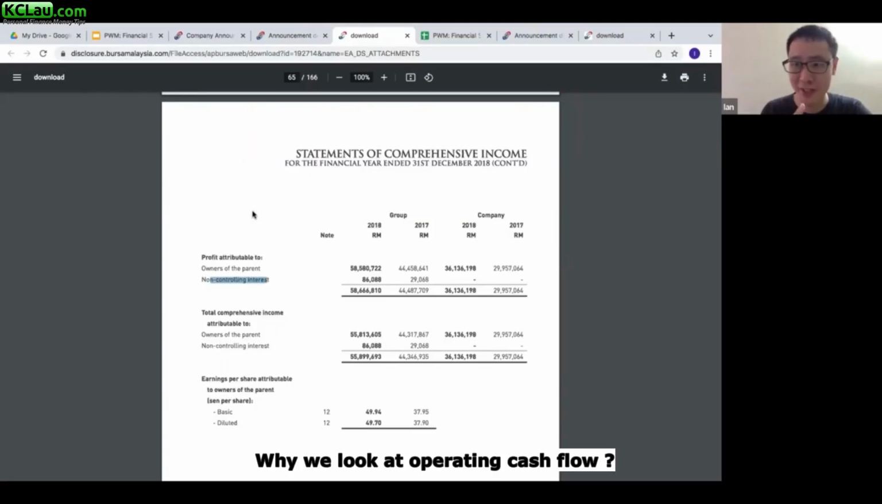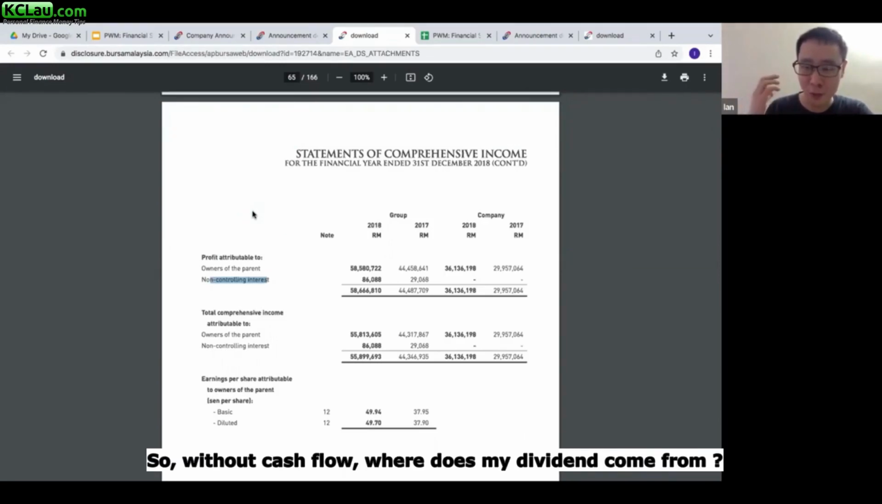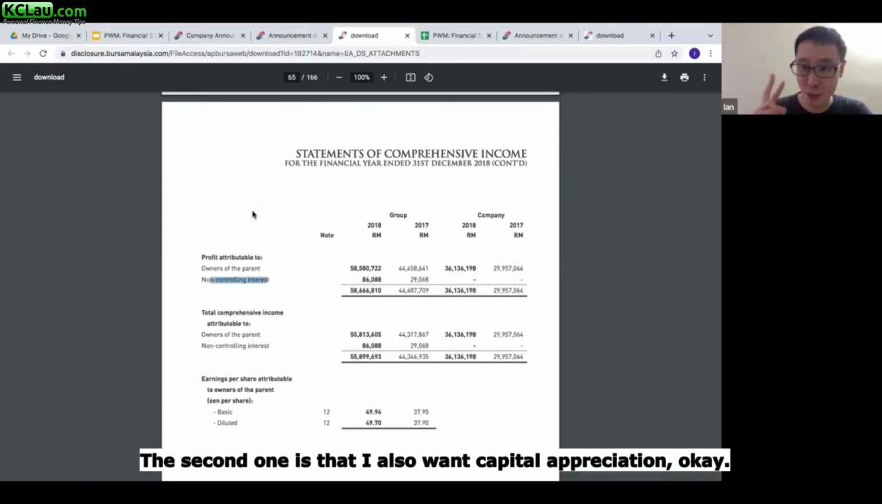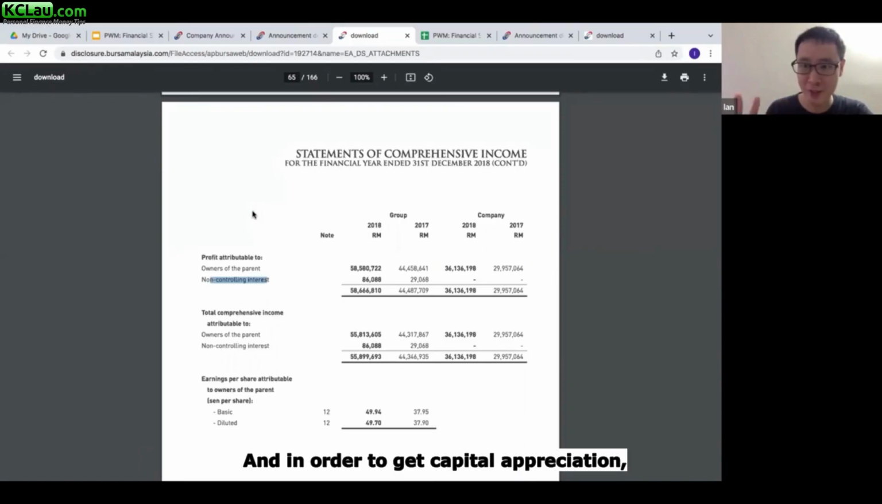Why do we look at operating cash flow? There are 2 reasons. The first one is that I'm a dividend investor. Without cash flow, where does my dividend come from? The second one is that I also want capital appreciation. In order to get capital appreciation, the company must invest for growth. So where does the money come from?